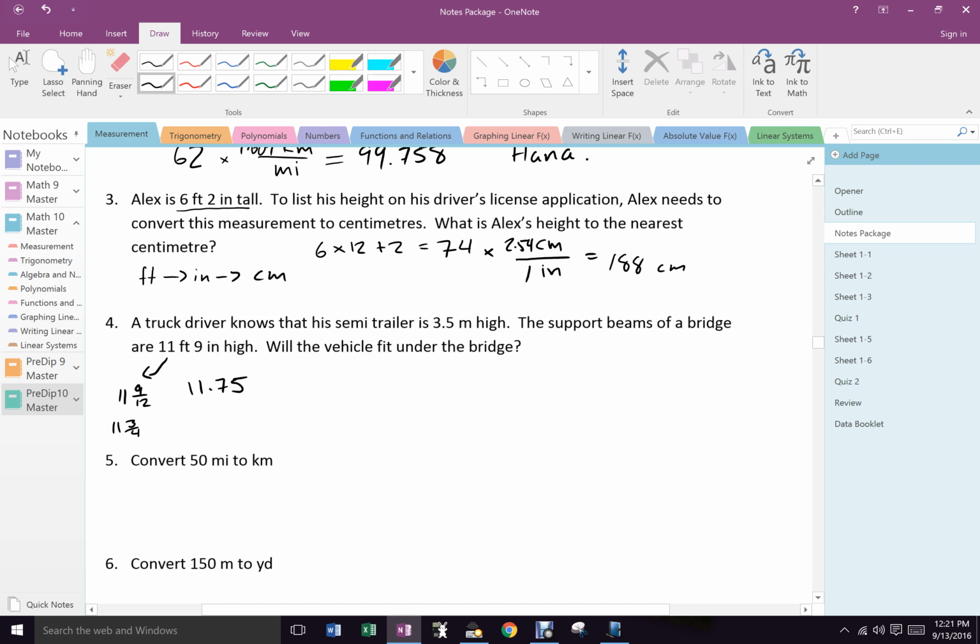I know the bridge, or my truck, is 3.5 meters high. This is my low bridge here. So I need that in meters instead of feet. And I already know that. It's 0.3048 and 1. So it's 11.75 times 0.3048. Will I fit under the bridge?